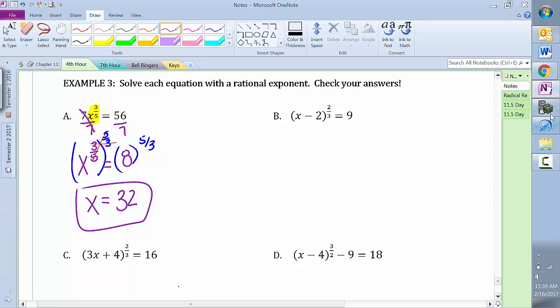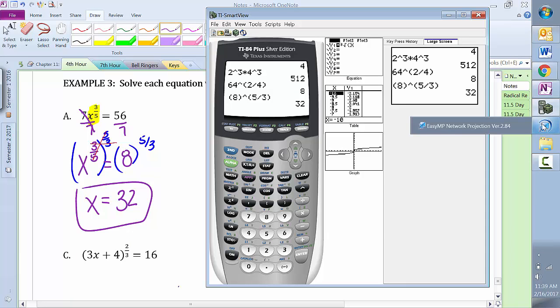You got an error. You didn't put it in the power. Like the 5/3 should be up here. So let's go back up here. You want to go ahead and type in that 5 divided by 3. Okay. Cool. We'll get more practice with it right now.